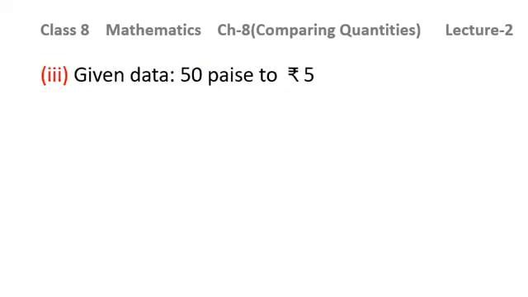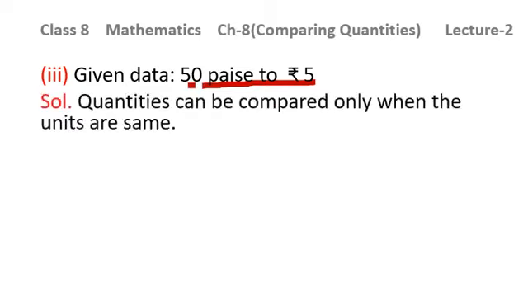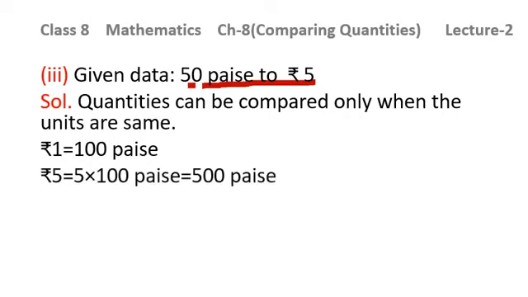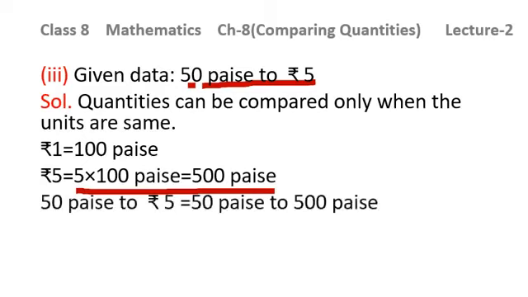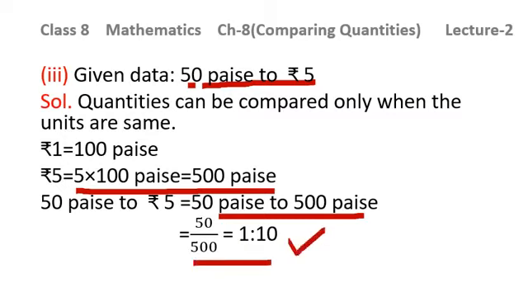Coming to the third part, this is 50 paise to 5 rupees. Here again the units are different, and we know that quantities can be compared only when the units are the same. We know 1 rupee is equal to 100 paise. So converting 5 rupees into paise, that will be 500 paise. Then it will be 50 paise to 500 paise. Then we need to take the ratio like this. Directly we divide these two and the answer will be 1:10. Simple as this. I hope all these three parts are clear to you.